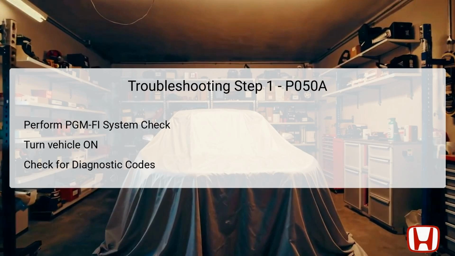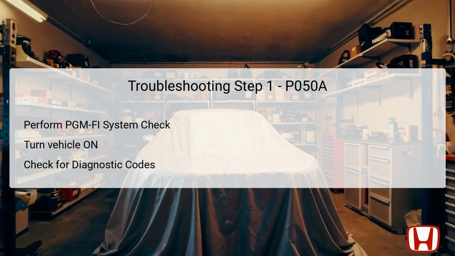The first troubleshooting step for diagnosing DTC P050A involves performing a PGM-FI system check. This system, which stands for Programmed Fuel Injection, is vital for monitoring and controlling the engine's fuel management system. Begin by turning the vehicle to the on position without starting the engine.